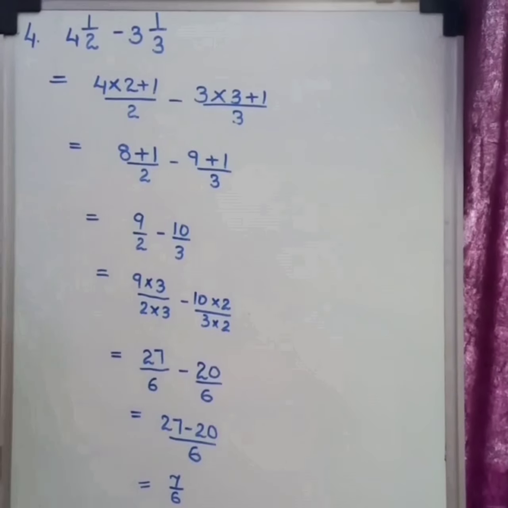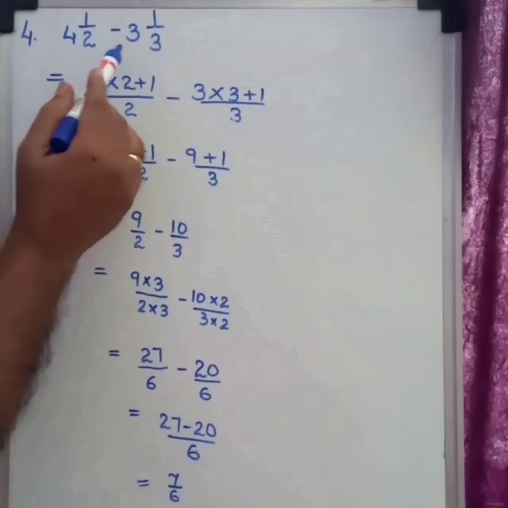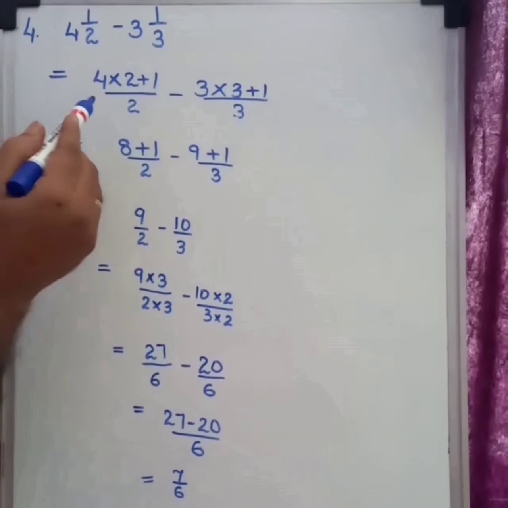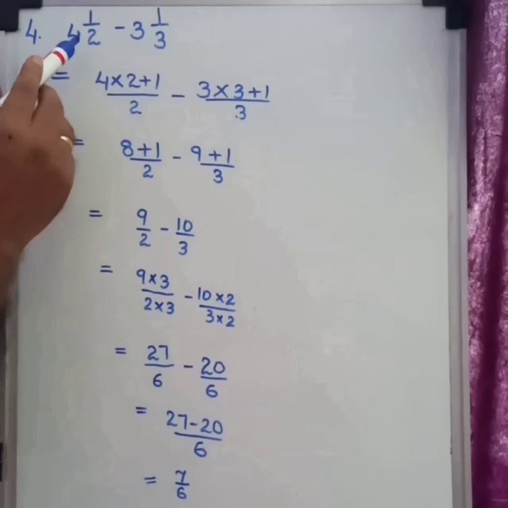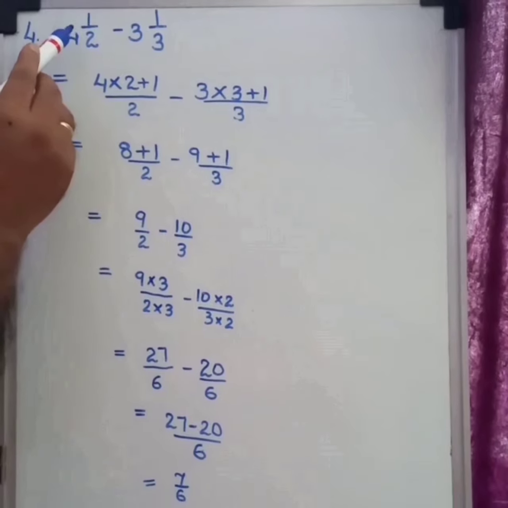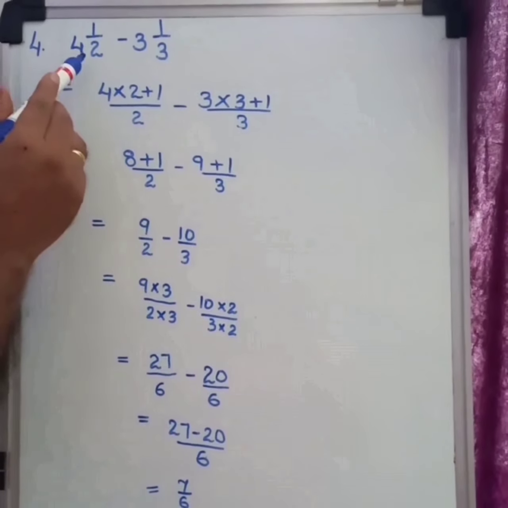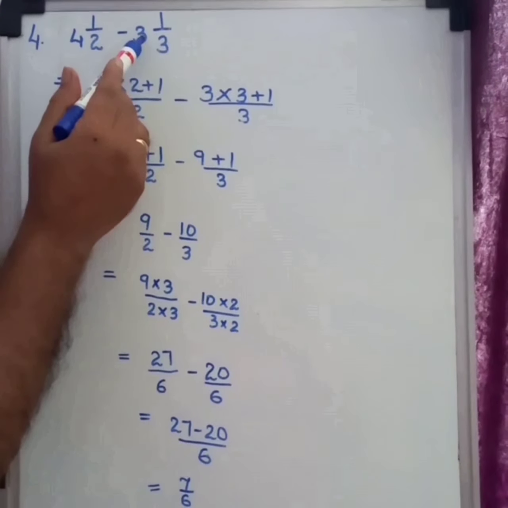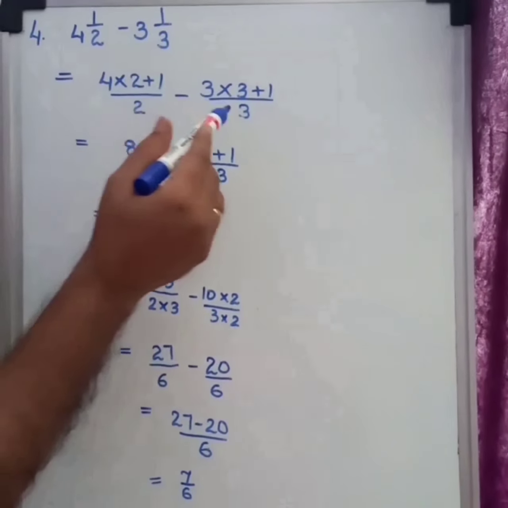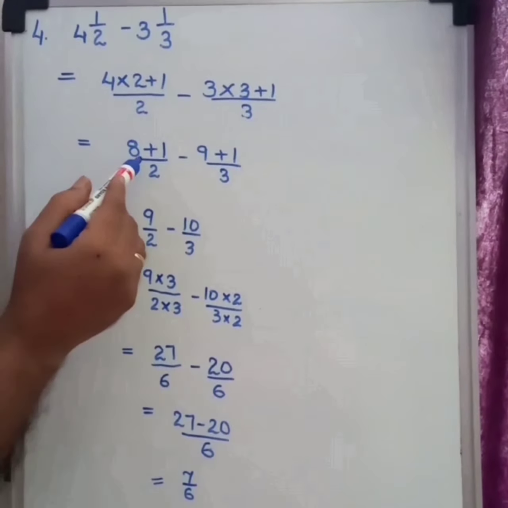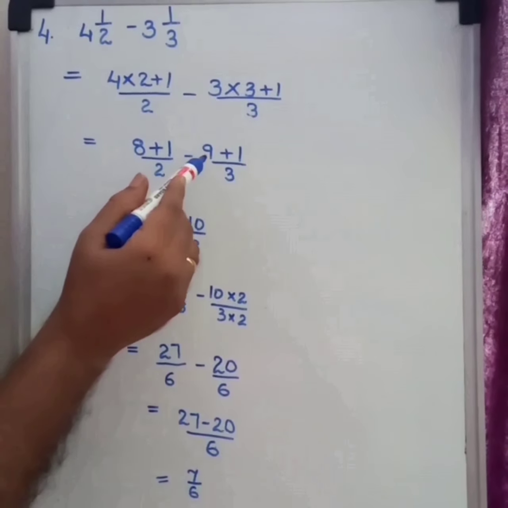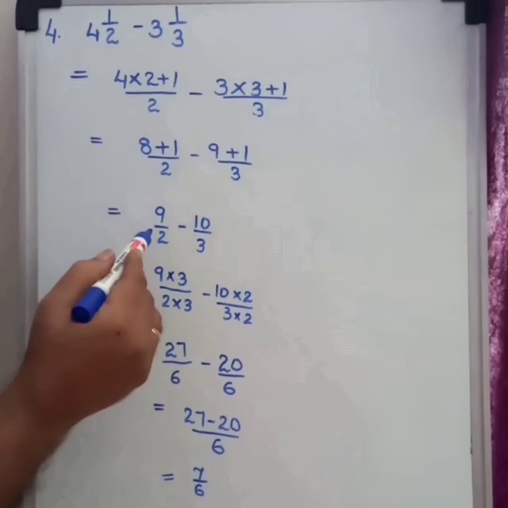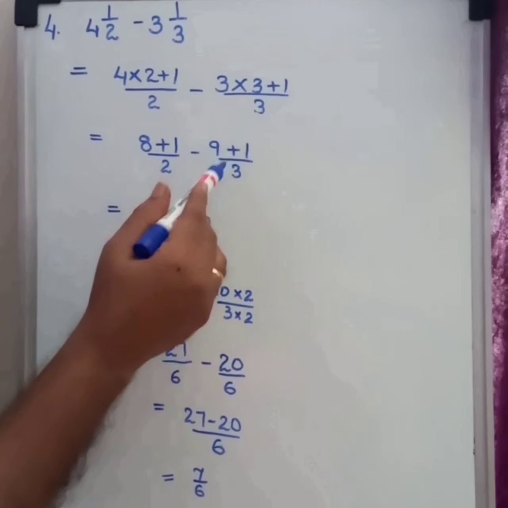Now we are going to do the fourth sum. It is 4 and 1 upon 2 minus 3 and 1 upon 2. It's in a mixed fraction. So how's the procedure? We multiply the denominator with the whole number, then add the numerator. So it is 4 into 2 plus 1 upon 2 minus 3 into 3 plus 1 upon 3. So it is 8 plus 1 upon 2 minus 9 plus 1 upon 3. So 8 plus 1, 9 upon 2 minus 10 upon 3.